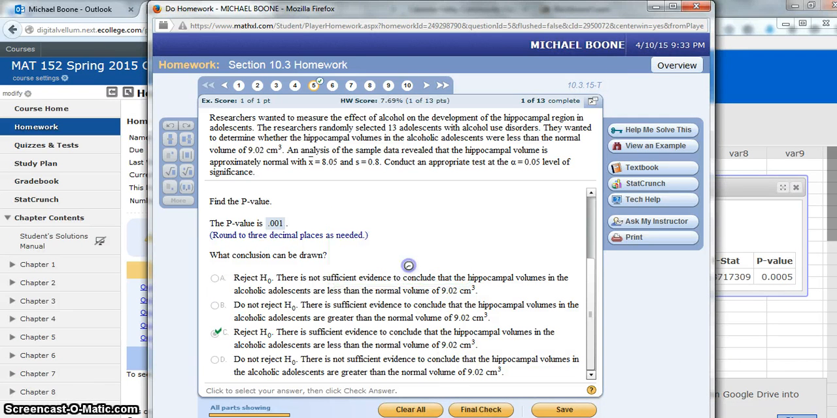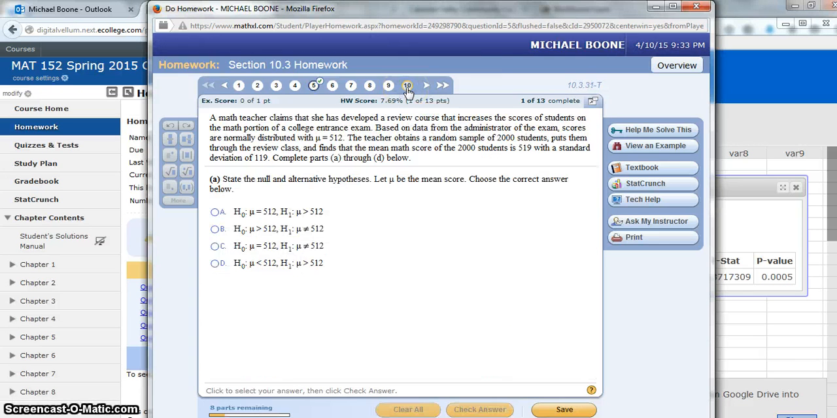Alright, so let's look at one more of these. Let's see how number 10 looks. Number 10: a math teacher claims that she has developed a review course that increases the scores of students on the math portion of a college entrance exam. Wouldn't that be great? Based on data from the administrator of the exam, scores are normally distributed with a mean. So they believe that the mean is 512.